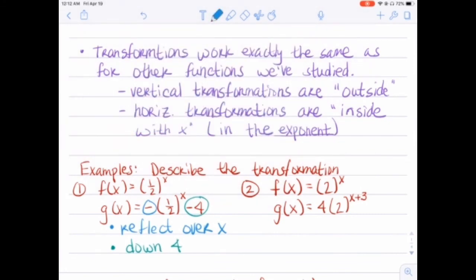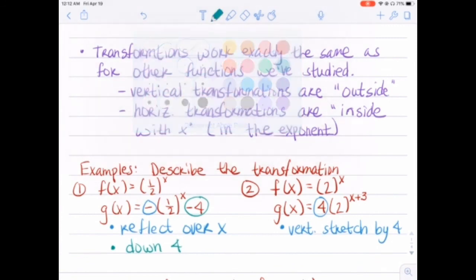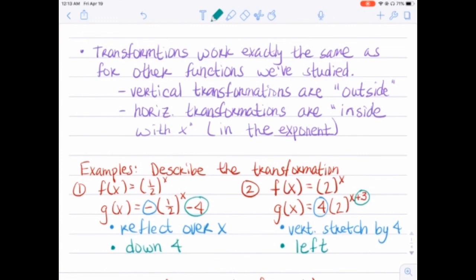Okay, so the first transformation that we come to is this 4 out in front. So that is going to be a vertical stretch by 4, by a factor of 4. The second thing that's different is plus 3. That's up there in the exponent with x, and we said that that means it's horizontal. So we are horizontal inside opposite, HIO. A plus 3 actually moves us to the left by 3.